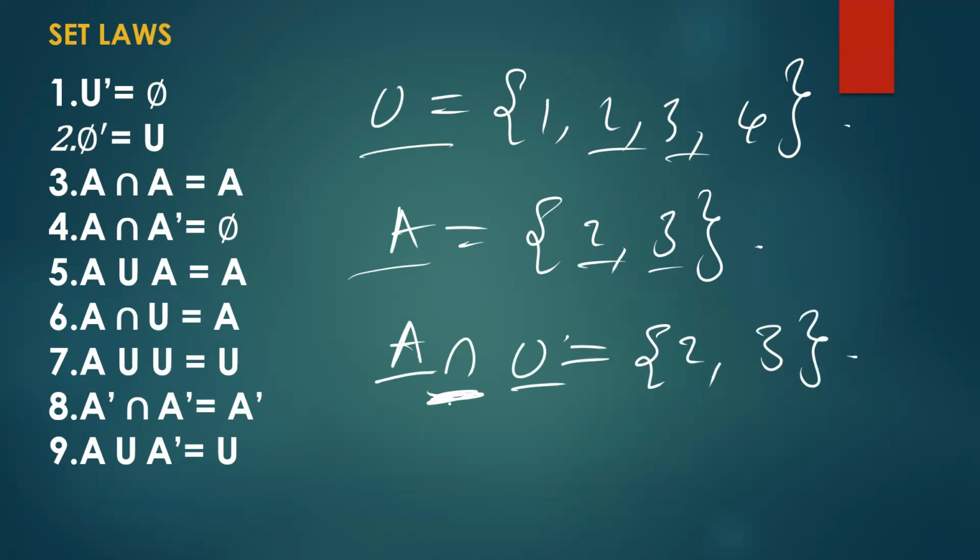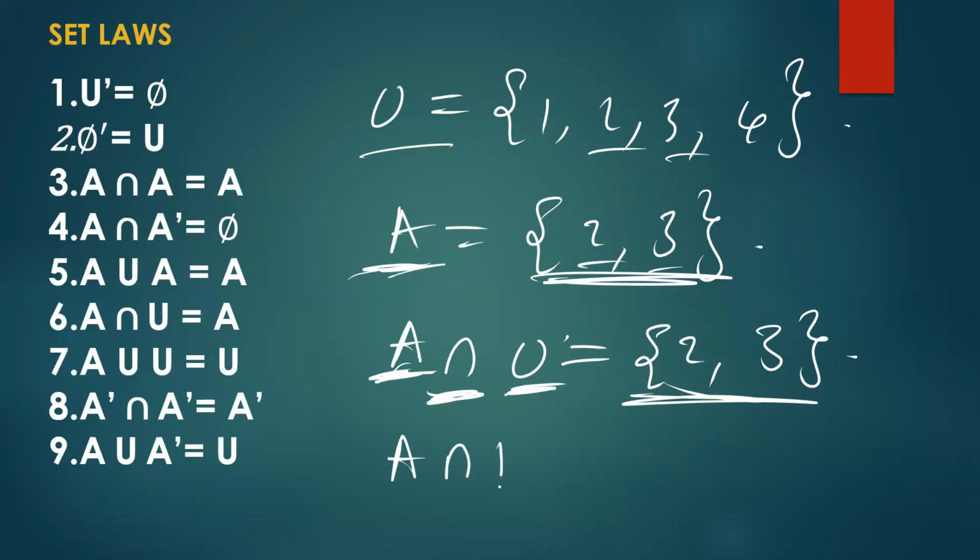And what this means is that A intersection universal set gives you what? The same set as set A there, which is simply just A. Hence, A intersection universal set is simply just equal to what? A.